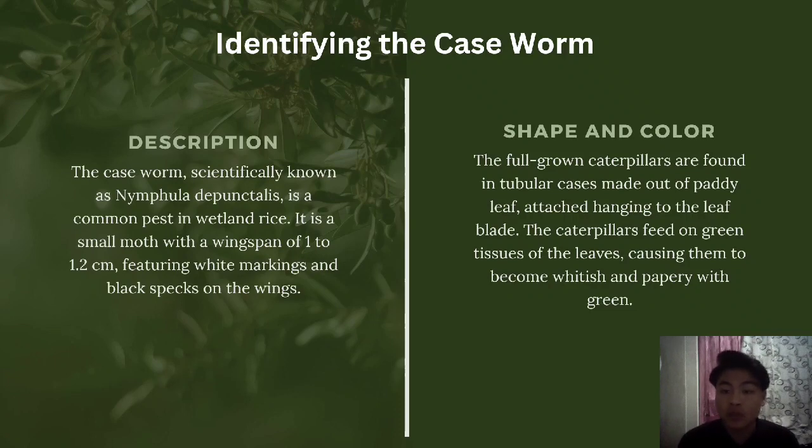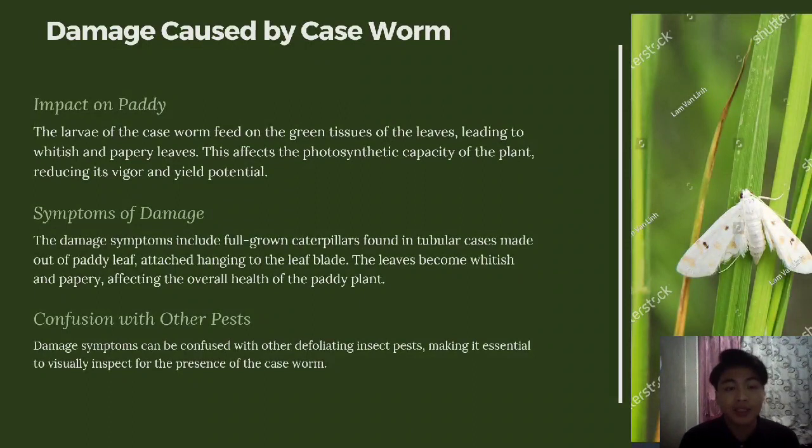The full-grown caterpillars are found in tubular cases made out of paddy leaf, attached hanging to the leaf blade. The caterpillars feed on the green tissue on the leaves, causing them to become whitish and peppery with green. Next, we move to the damage caused by caseworm.